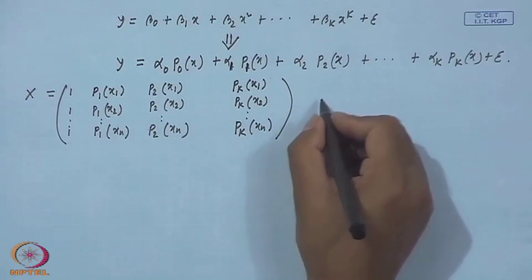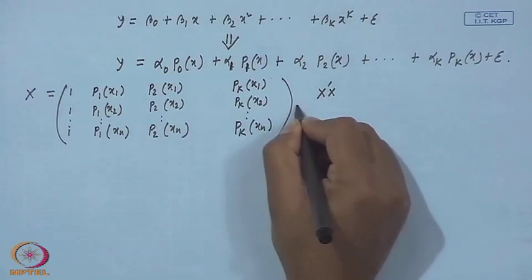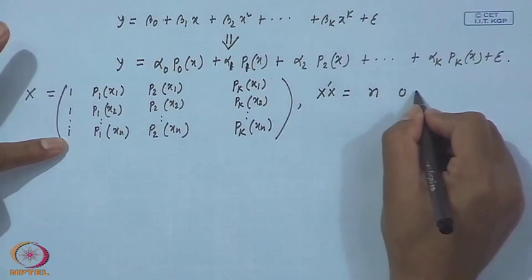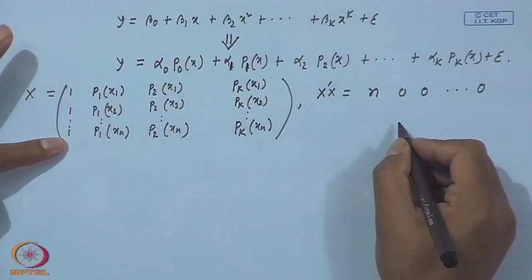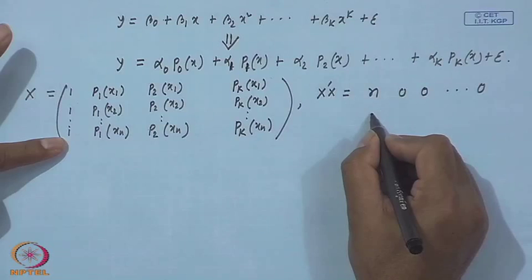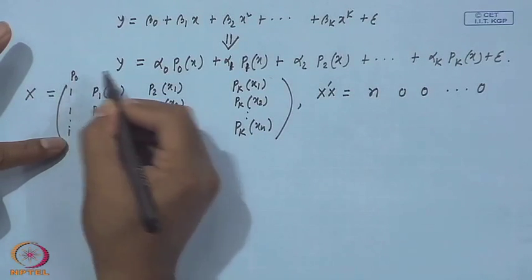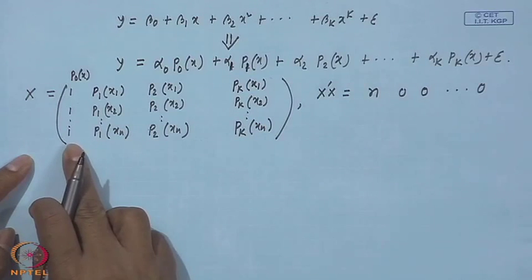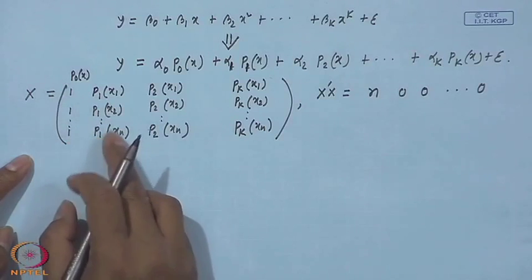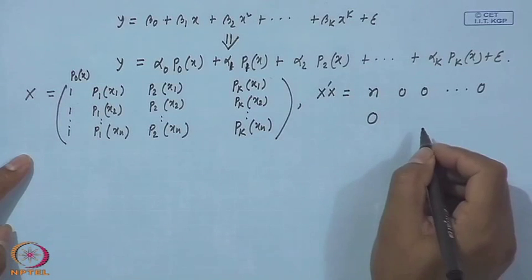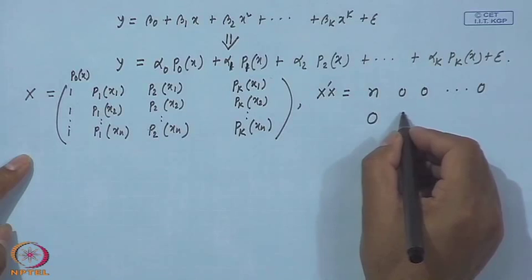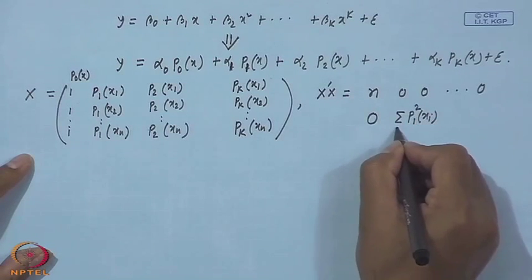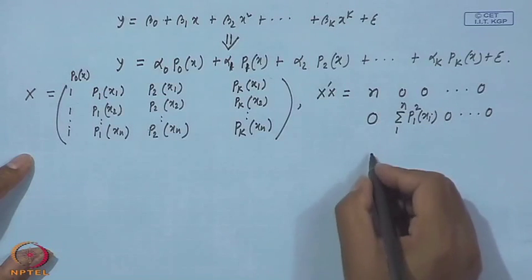These are orthogonal polynomials, right? So then what is X prime X? X prime X is n, 0, 0, 0, and then the second row. See, this is nothing but my P0(x), that is P0(x_1), P0(x_2), P0(x_n). So this column into this column, since they are orthogonal, this term is equal to 0, and the second diagonal element is the sum of P1(x_i) squared, of course, over 1 to n, and all other off-diagonal elements are zero. So it becomes a diagonal matrix, right?